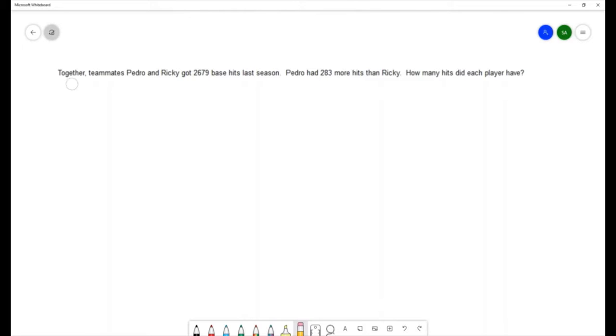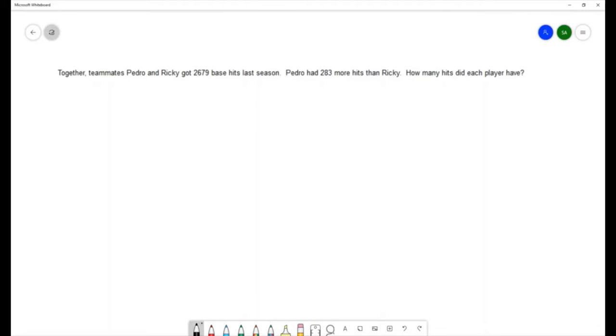For this question, it states, together, teammates Pedro and Ricky got 2,679 base hits last season. Pedro has 283 more hits than Ricky. How many hits did each player have? We're going to solve this word problem using a system of equations.